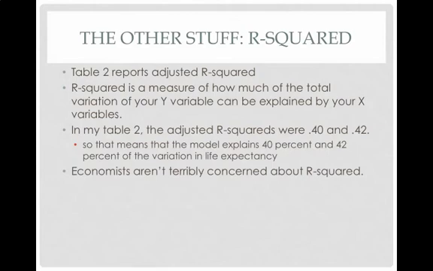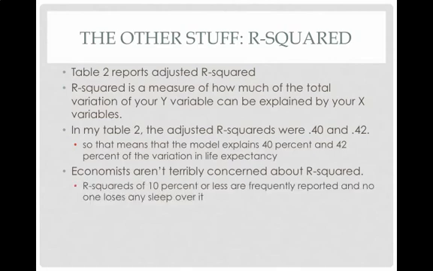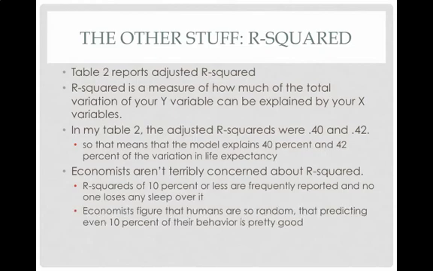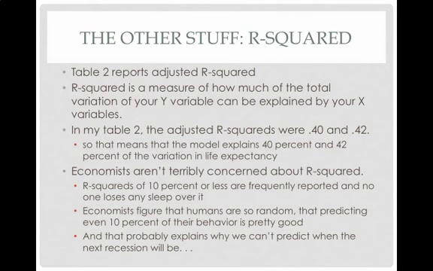And economists aren't terribly concerned about r-squared. I think in other fields it matters more. If you're trying to predict a stock price and you're a broker, that matters more. R-squareds of 10% or less are frequently reported in published reports, and no one loses any sleep over it. Economists figure that humans are so random that predicting even 10% of their behavior is pretty good. And that probably explains why we can't predict when the next recession will be.